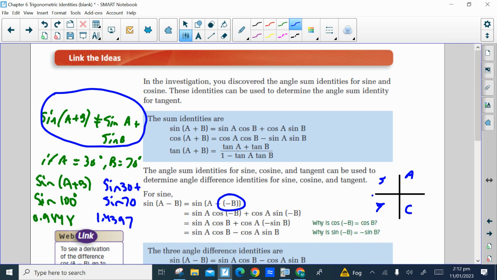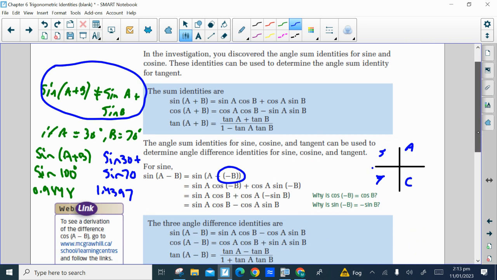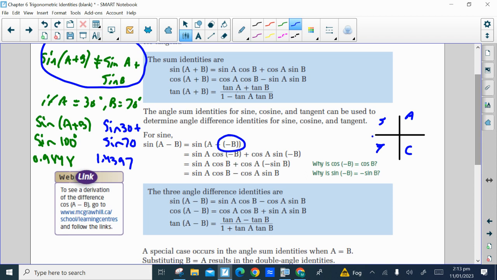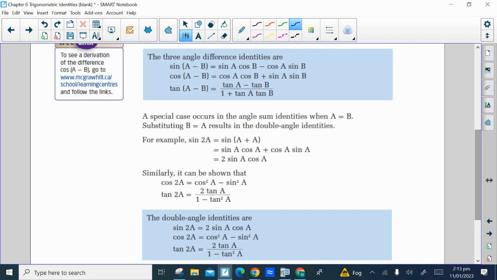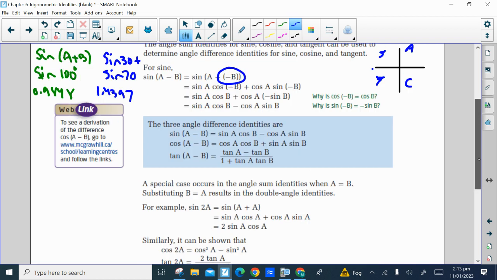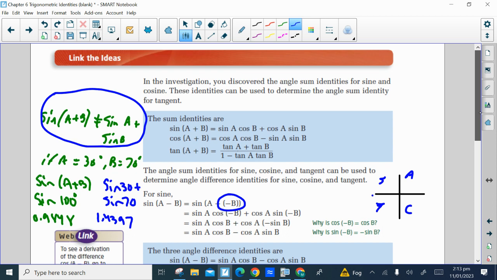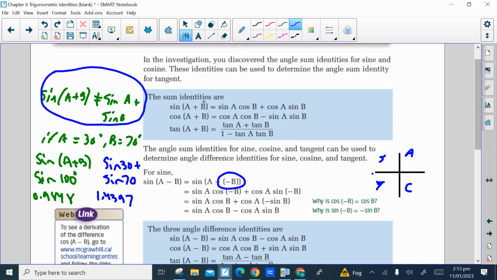In the same way, we can get the difference identity for cosine and tangent by replacing b with negative b in the sum identities above. And that gives us our difference identities. And the third set are our double angle identities. So again, if you want to get the identity for sine 2a, which is a plus a, once again, we can take the original expression for sine of a plus b, and now we replace the b with a.